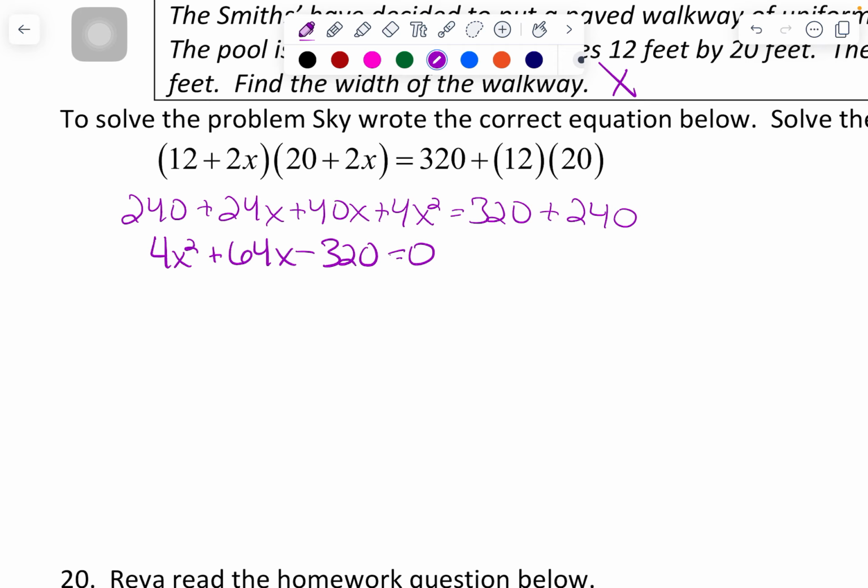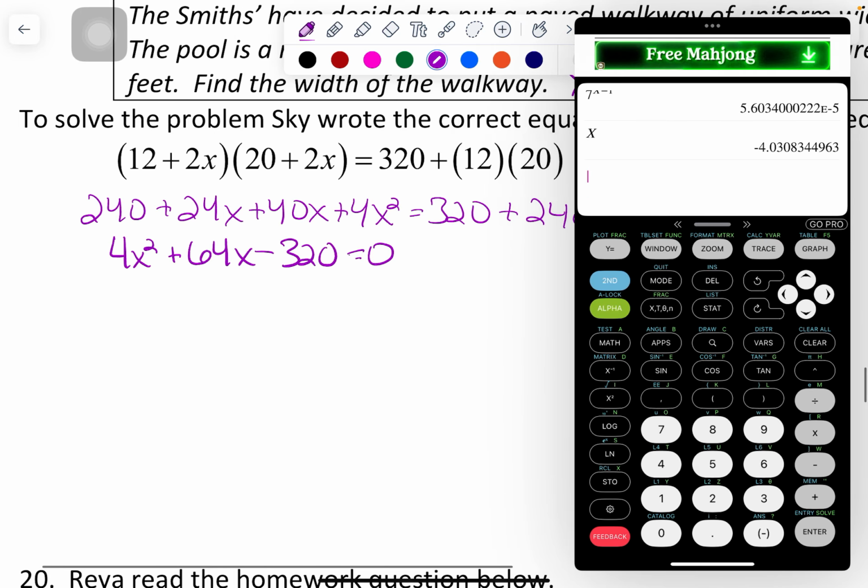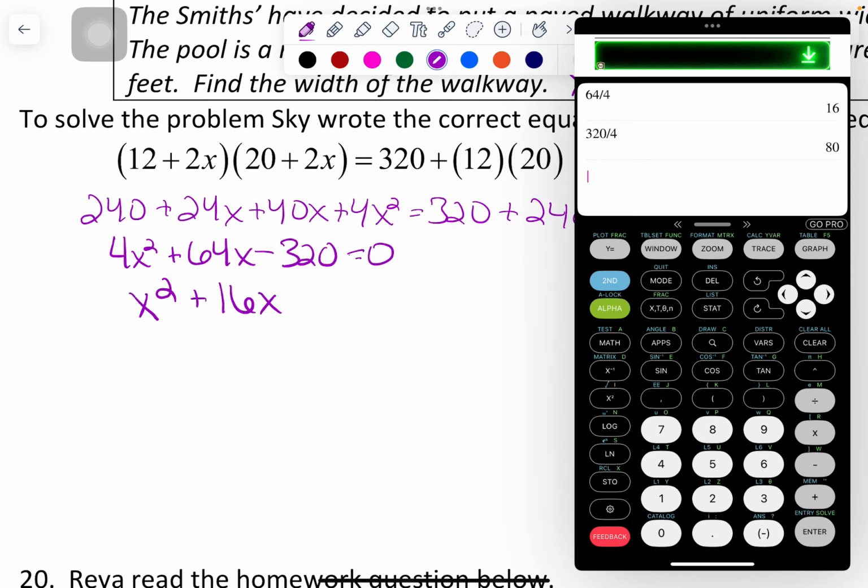I'm going to go ahead and divide everything by, I'm pretty sure everything divides by 4. So 64 divided by 4, that works. And that divided by 4, that works as well. So x squared plus 16x minus 80 is equal to 0.